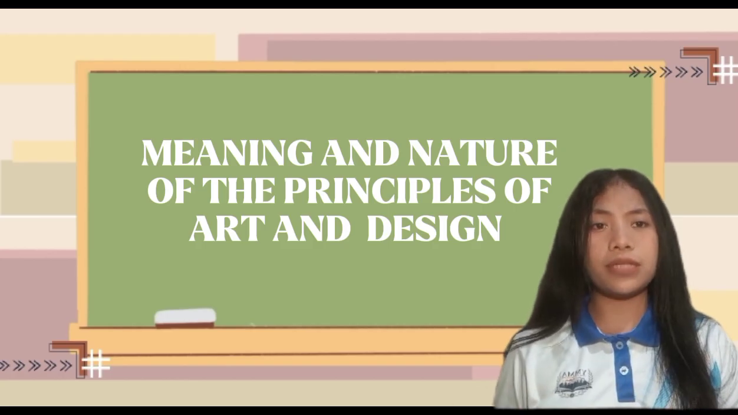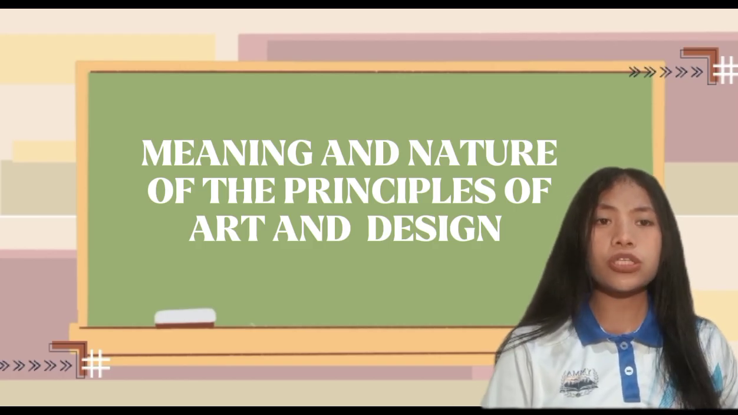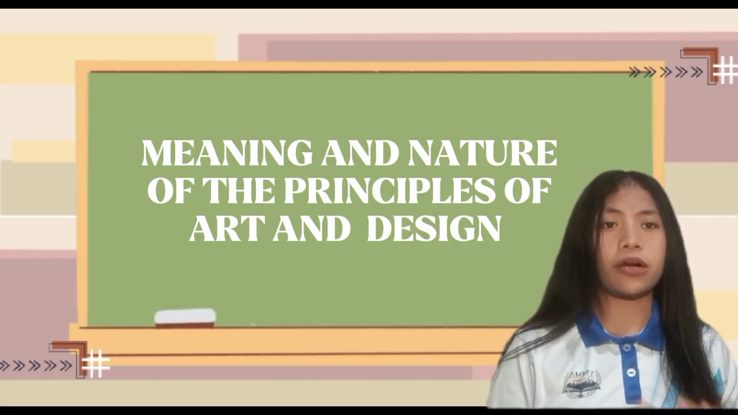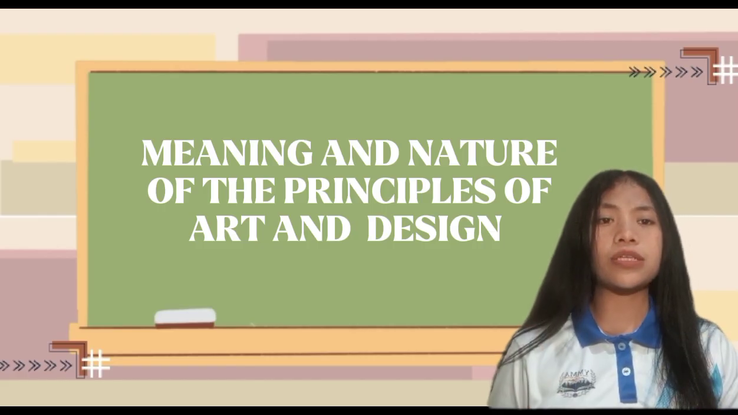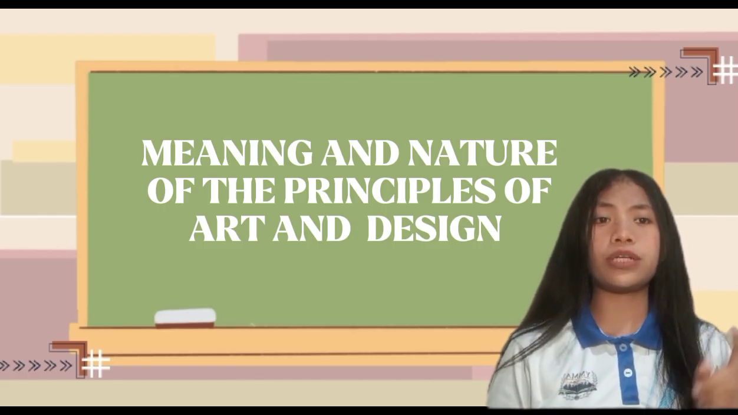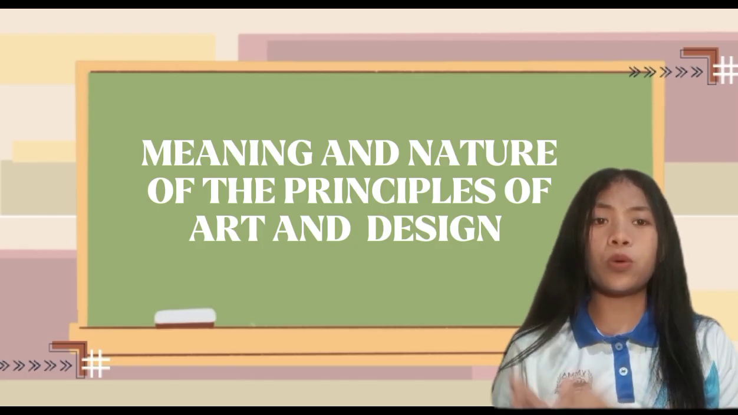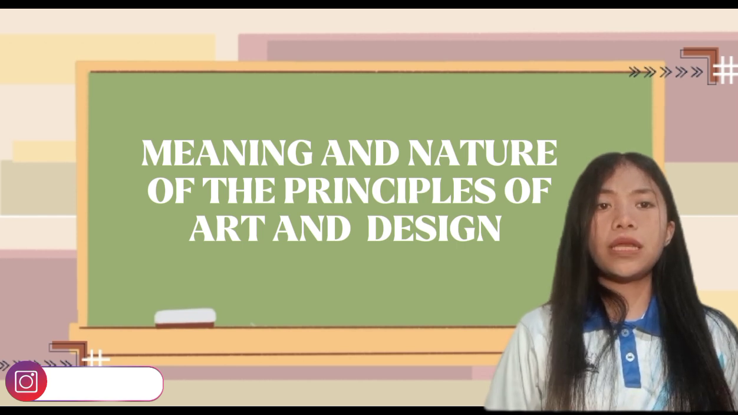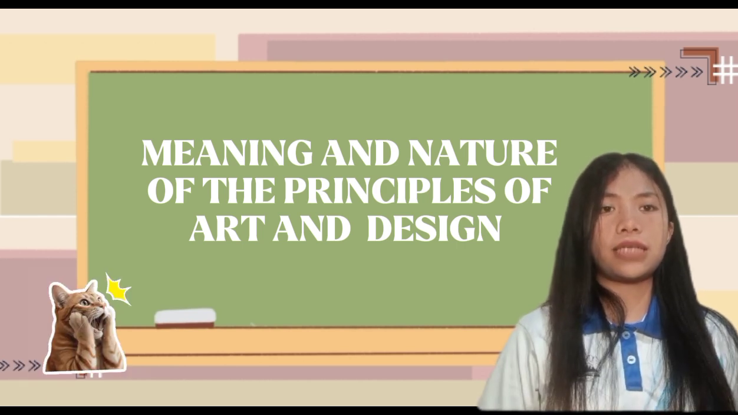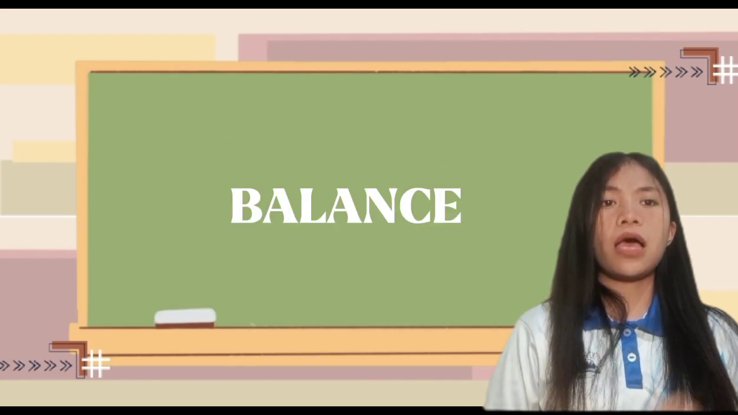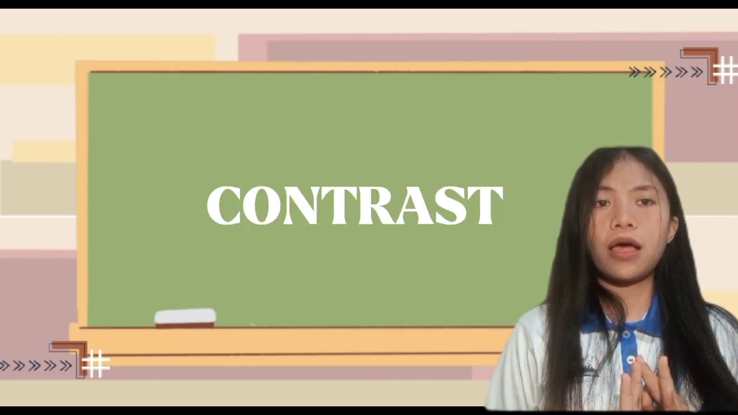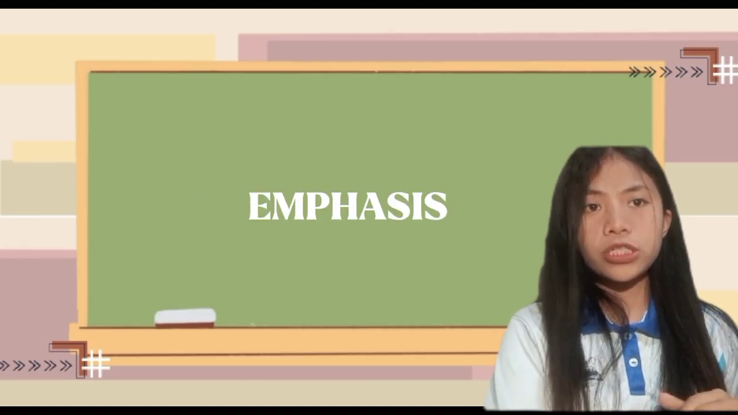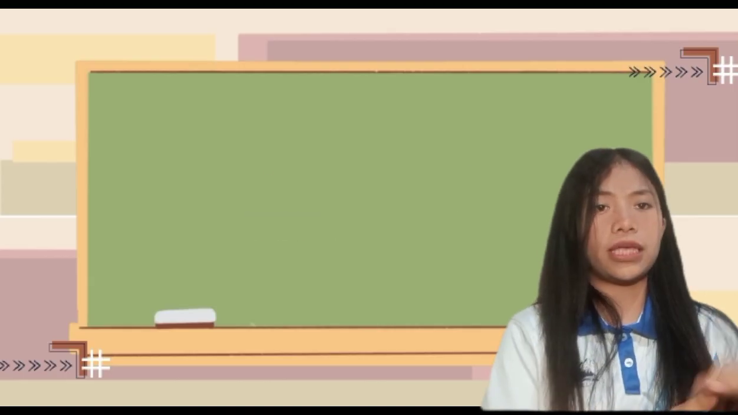If the elements are the building blocks of arts, the principles of arts and designs are the rules by which they are arranged. They provide balance, coherence, and unity, ensuring that artworks achieve both beauty and meaning. There are 7 principles: balance, contrast, rhythm and movement, unity and harmony, emphasis, proportion and scale, and lastly the variety.